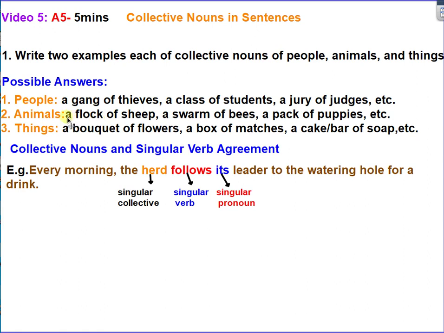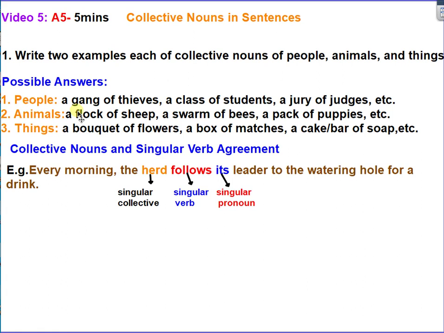Then for other things, we have a bouquet of flowers, a box of matches, a cake of soap, or you can also say a bar of soap. So these are the possible answers for your memory questions. Now to sentence formation, how we can form meaningful sentences with collective nouns.